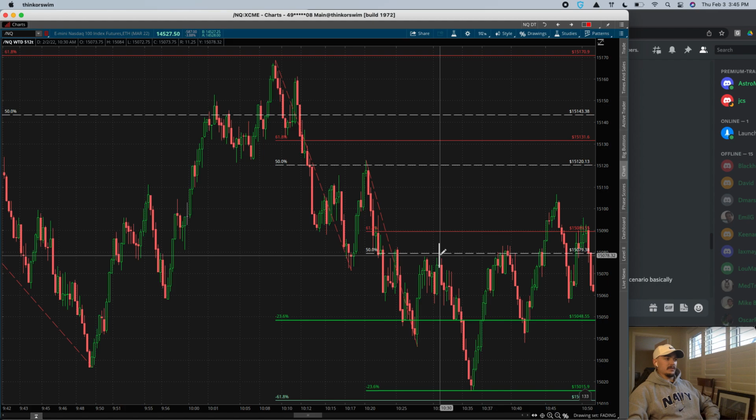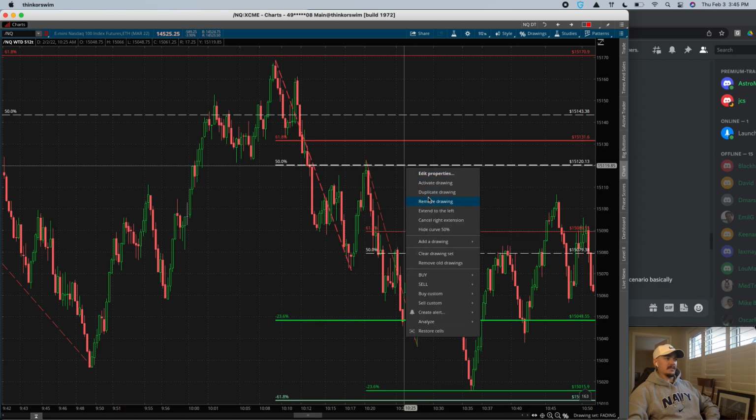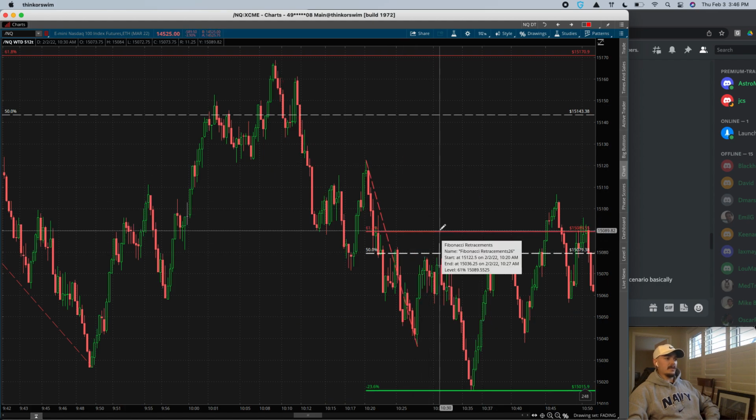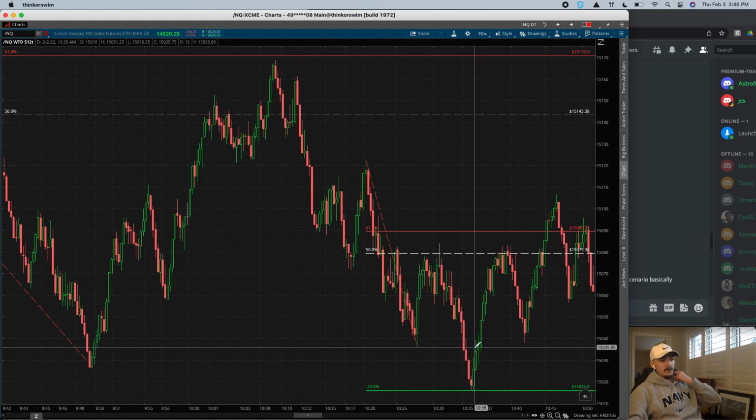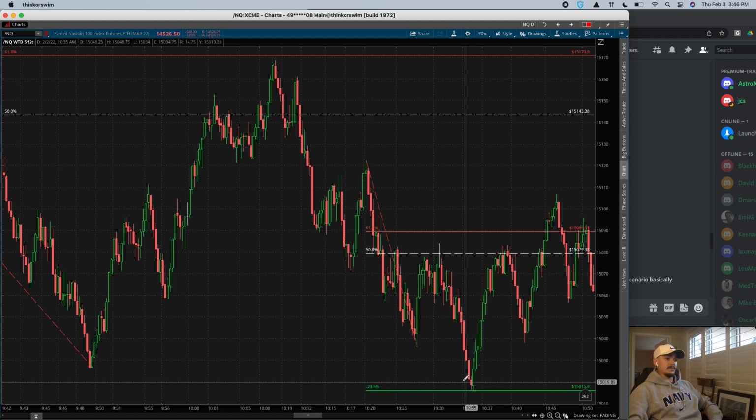This was an 11-point stop because I put my stop right outside the 61.8 here. So it's basically about 90 is my stop. And then I have an 11-point first target and then a 30-point second target. Now this did run to its target down at 15,015. So you could have had like a 50 to 60 point second target on this trade.